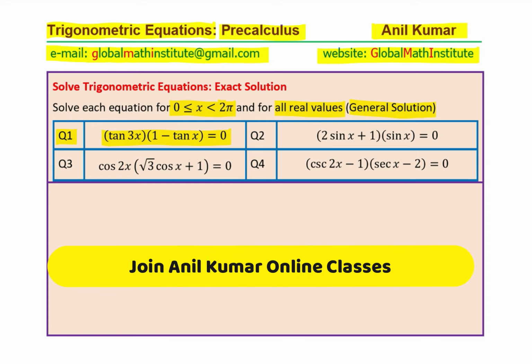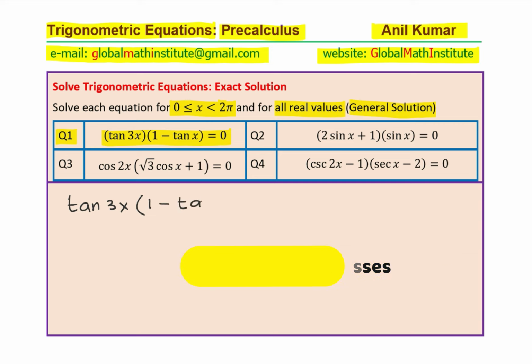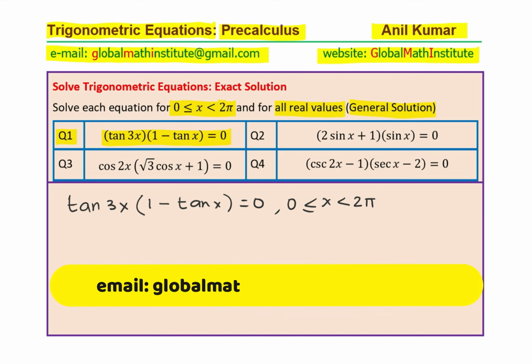So here is our first question, which is tan of 3x, already written in factored form, times 1 minus tan x equals 0. We need to find the value of x, which should be between 0 to 2 pi radians, right? 0 is included, 2 pi is not included. And in part 2, we'll also find the general solution. Is that clear?